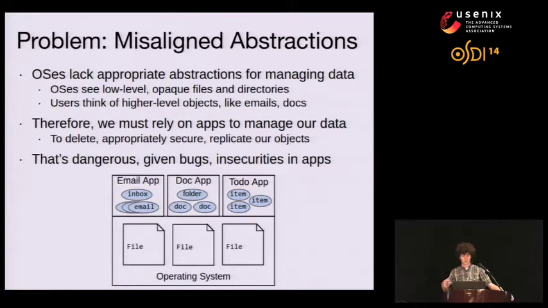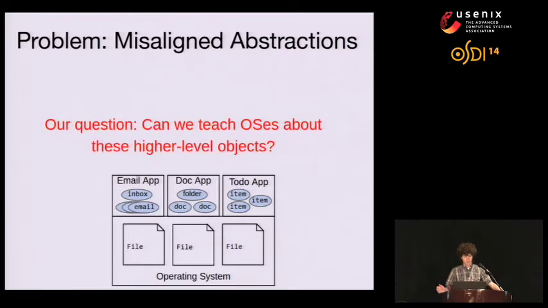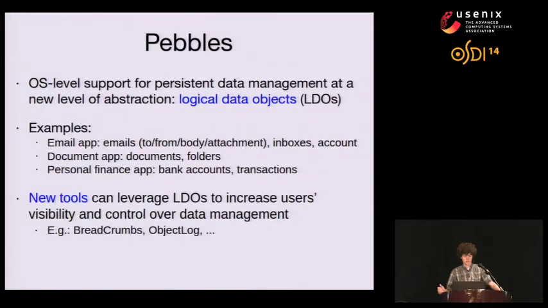They often won't delete data, as I showed a moment ago, and they'll even use data for their own ends, such as advertising. So the research question we asked is: is there a way that we could teach operating systems about these higher-level object structures so that they can take over some of the data management functions, or at least provide the users with some visibility into how applications manage our data? Well, that's exactly what we've done.